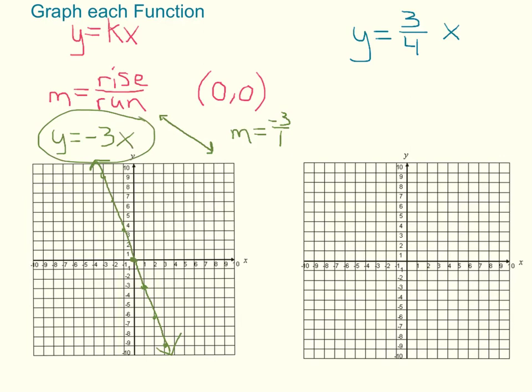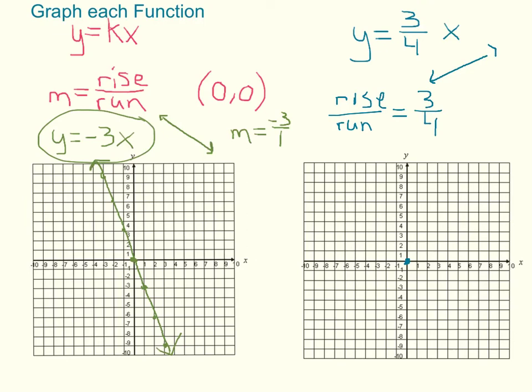Okay, in our second equation, y equals 3/4 x. Because the slope is positive, I want you to think about an increasing line from left to right. Our first dot is always at the origin, 0, 0. And then I want you to think that rise over run is equal to your slope, which is 3/4. So this means that we're going to rise 3 and run 4.